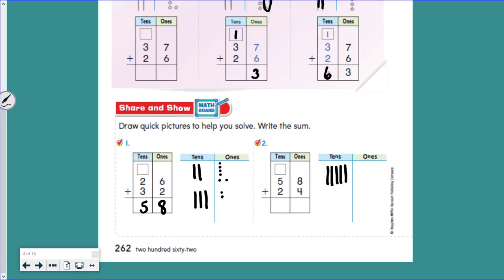So 3, 4, 5. That's 50. 1, 2, 3, 4, 5, 6, 7, 8. 58. And then 24, 10, 20. 1, 2, 3, 4. Okay, so first thing, can I regroup? Absolutely, right? Because this 10 frame is not full. It needs 2 more. So I can snag those 2 from right here. Right? Nice and neat. I'm going to circle all these guys because, yep, you guessed it, this can make a 10, and so I'm going to write the 10 there.